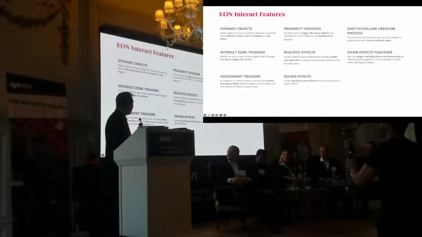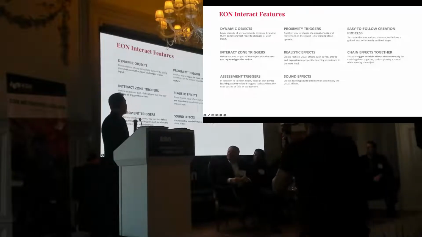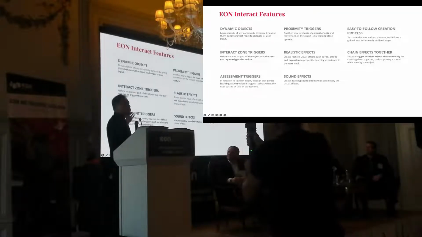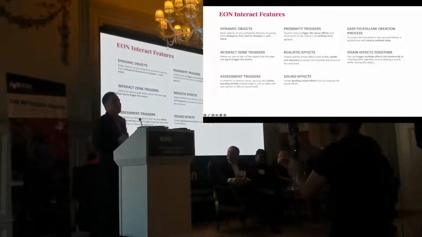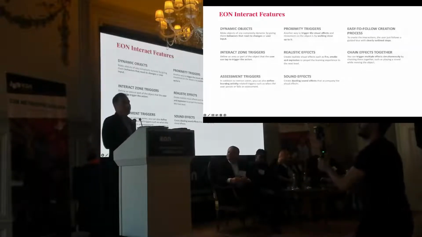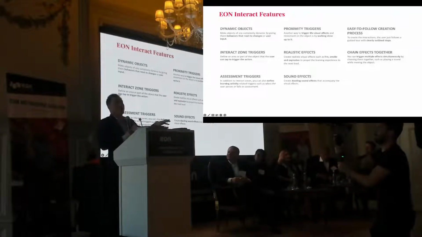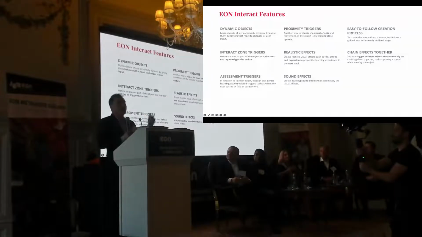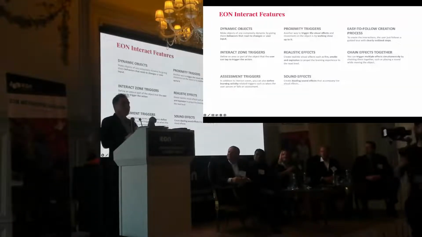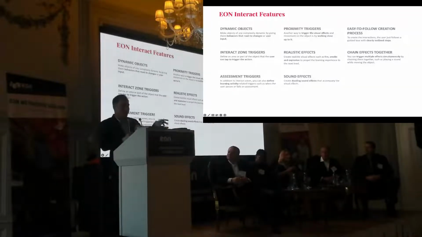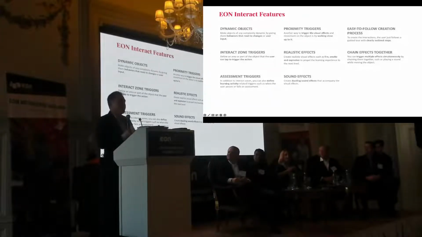So what we have for this version is interact zone triggers. This means that you can define an area on the object where it should be interactive. So when the user clicks on that specific area, it will trigger whatever you have decided to do.